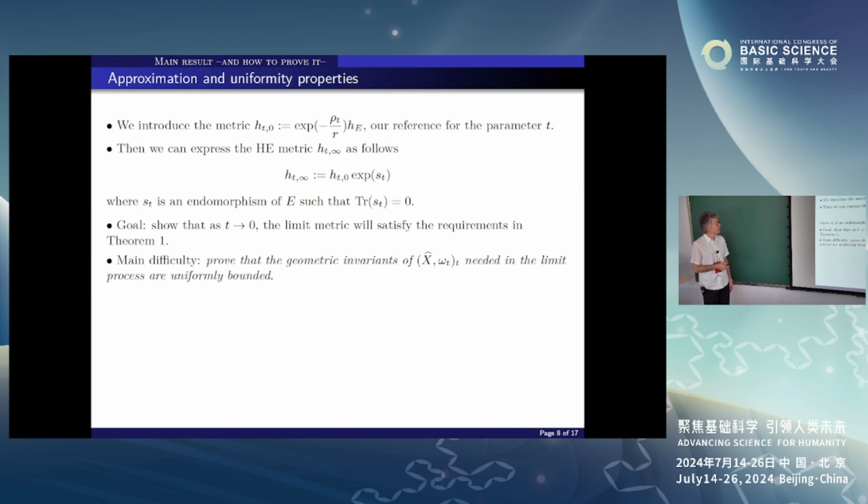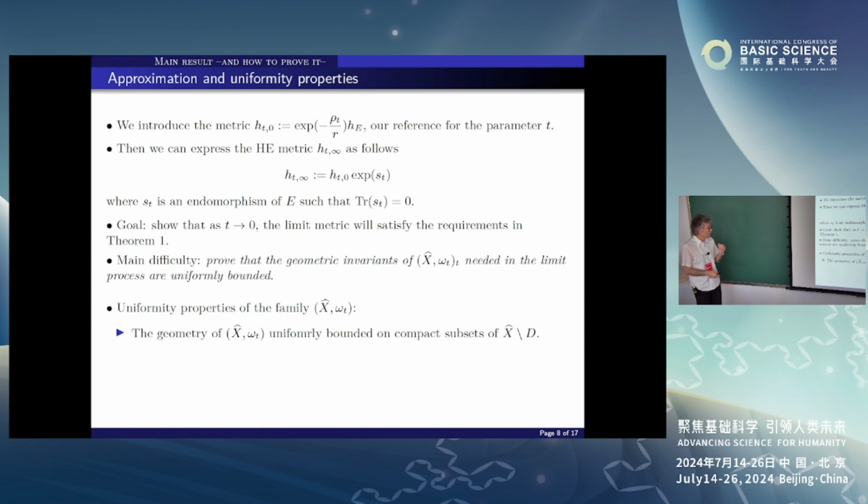And of course, the main difficulty is to analyze the geometric invariants of this family of Kahler manifolds. They have to be reasonably bounded in order to take limits. That's what we have to try to convince you of: that we have a reasonably good control of this family of Kahler manifolds, so that the limit exists and makes sense. So for this, let's try to see what we have. Who are our allies in this story? What are the uniformity properties of the family?